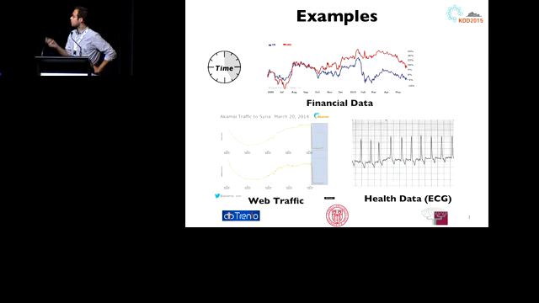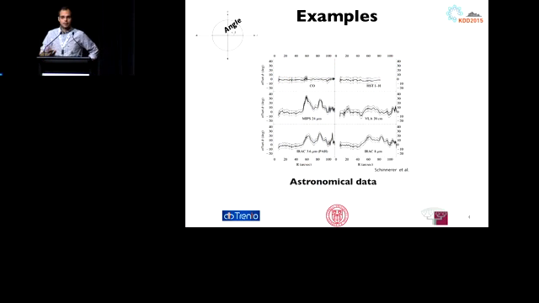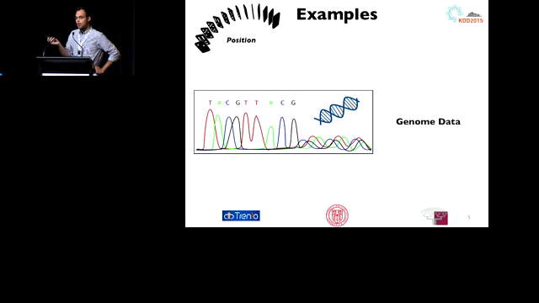So, for example, we have a lot of data which are ordered over time. We have time series, which are very common in financial data, for example, the prices of stock options or the amount of sales that we have. Web traffic data is time series, the amount of visits on websites. And health data, such as electrocardiograms, are inherently time series. Now, it's very frequent, especially in scientific domains such as astronomy, to order data over different angles. Scientists need to measure how variables fluctuate over different angles. And finally, it's very common to have data ordered over positions, and this is very frequent in genome data, such as DNA sequences, where the genomes are ordered over their position.